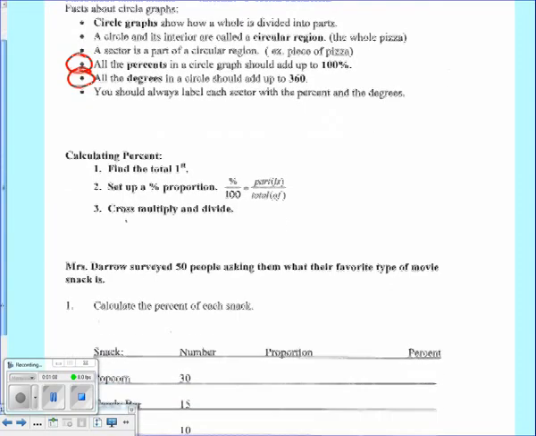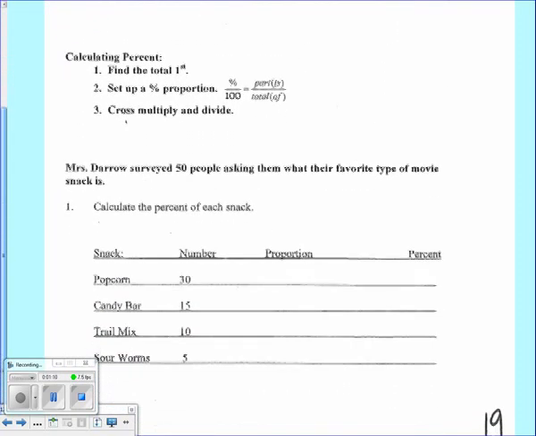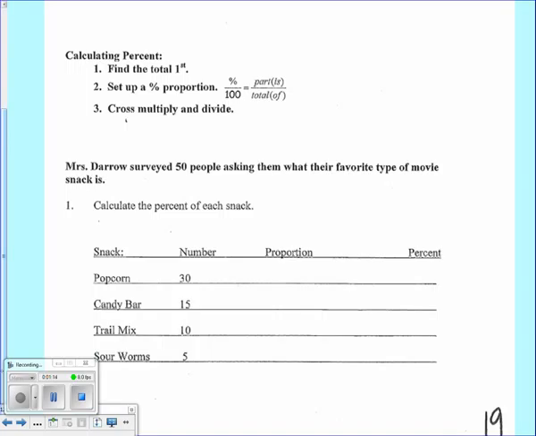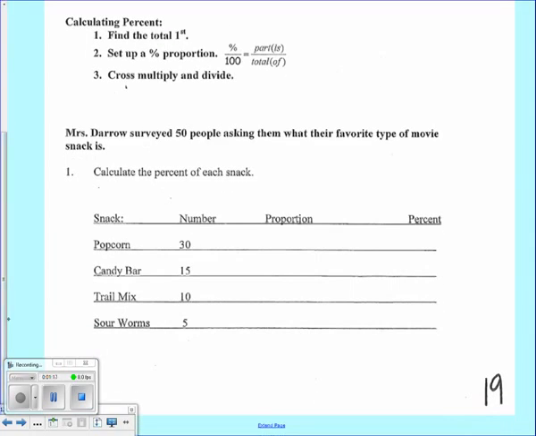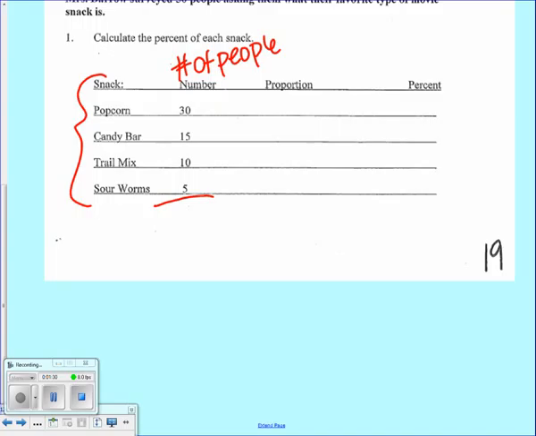At the bottom, we're given an example. It says, Ms. Darrow surveyed 50 people asking them what their favorite type of movie snack is. So, here are your different snacks, and this is the number of people that chose those snacks. What should this total to? 50. It's 50, but does it? No. What does it add up to? 60.